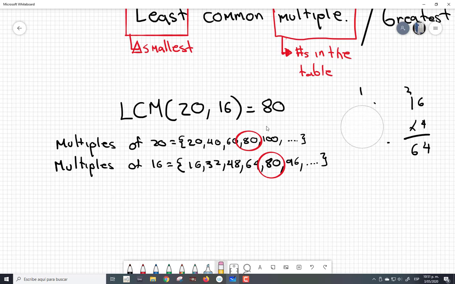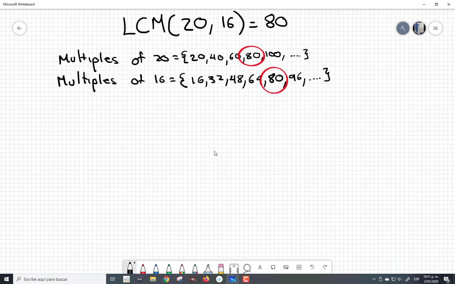But imagine that you want to do it with numbers that are way bigger than these two. If you do the lists of the two numbers, you may have bad luck and it's going to be really long and you will probably not find numbers really soon. But you can always do it by using the prime factorization. So let's do it with this same example. Let's do the prime factorization of 20 and the prime factorization of 16. Let's do it like this.